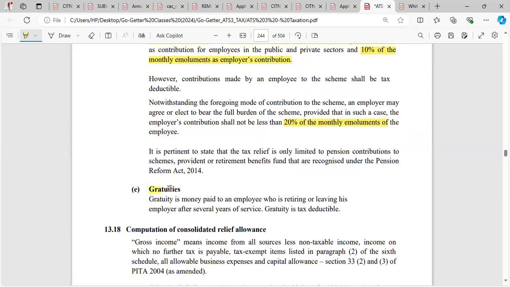Then there's gratuities. Gratuities is money paid to an employee who is retiring or leaving his employer after several years of service. Now, gratuity is tax deductible. So when you pay your gratuity, that gratuity that you receive, that bulk money they pay you when you retire, this is different from pension. Pension, they pay you monthly pension. Gratuity, they pay you one lump sum.